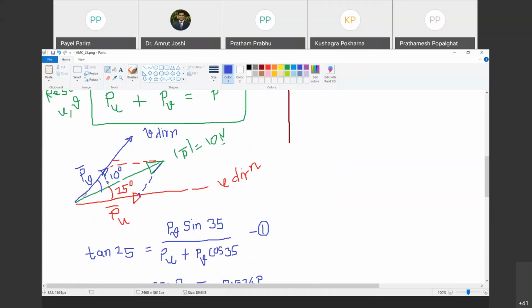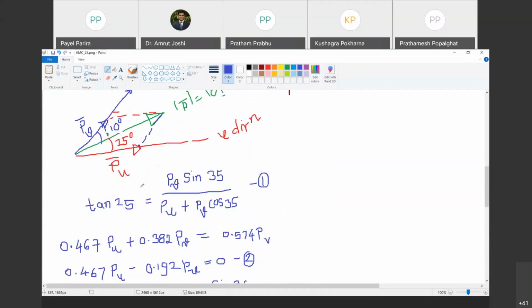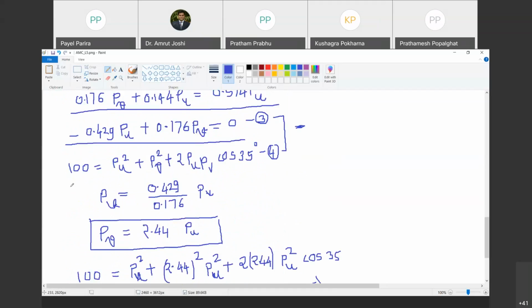10 is the addition of this PV bar and PU bar. So therefore 10 square has to be equal to PU square plus PV square plus 2 PU PV into cos of the angle between U and V, that is 35 degree. Is that right? So cos 35. Okay, did you understand this? What is the angle between U and V? 35 degree.